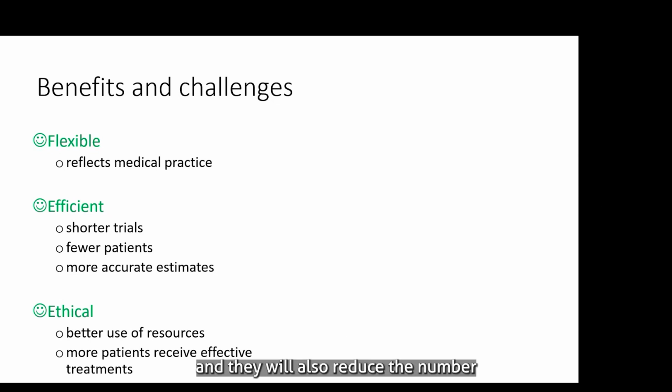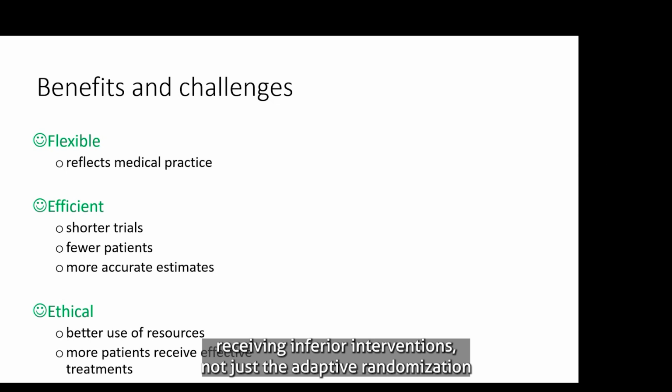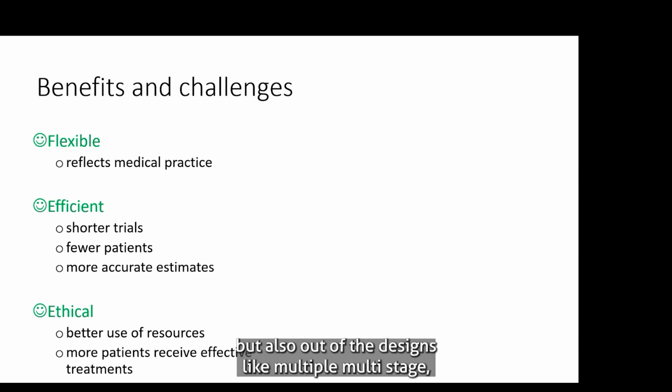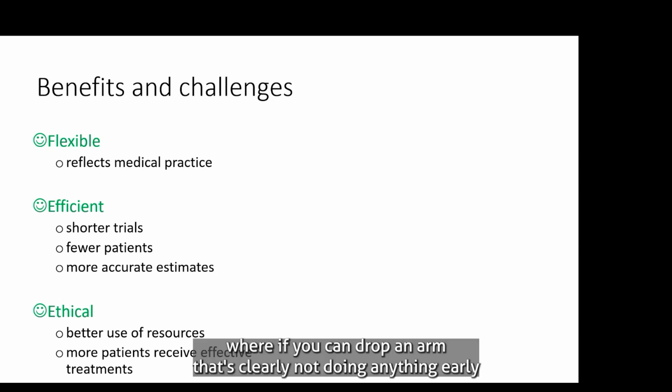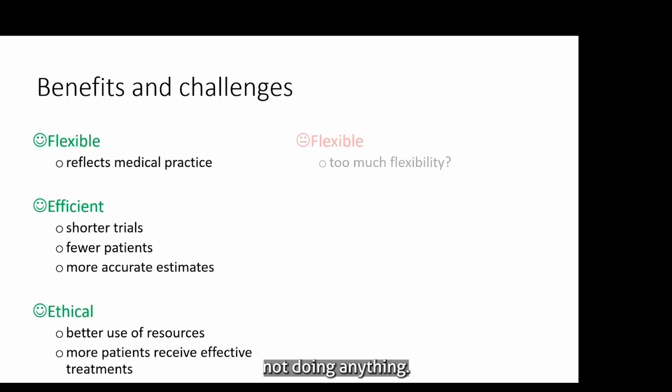And they tend to reduce the number of participants receiving inferior interventions, not just the adaptive randomization design, where you shift the allocation ratio towards the more promising arms, but also designs like multi-arm, multi-stage, where if you can drop an arm that's clearly not doing anything early on, then you're not exposing participants to something that's very clearly not doing anything.